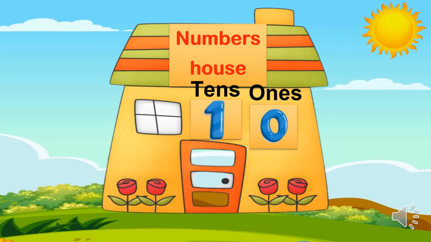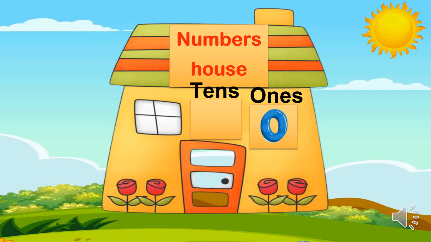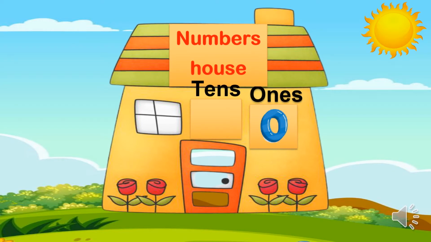So here I ask myself, how many digits are in 10? 2 digits. So it needs 2 rooms: one's room and tens room. We put 10, 0 in ones and 1 in tens. Then 20, 0 in ones and 2 in tens, and 30, 0 in ones place and 3 in tens place.